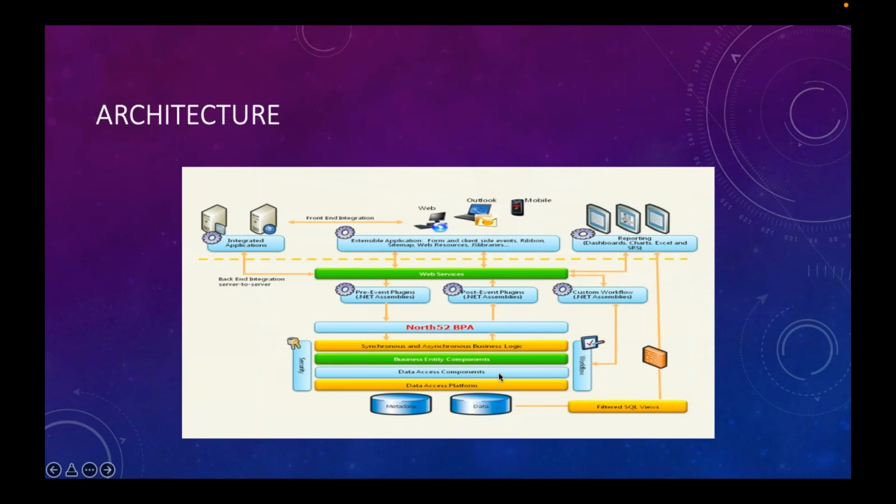Data access components come under our normal entities, like the account entity, contact entity, lead entity, qualify entity, and invoice entity. These kinds of entities come as data access components. And the data access platform is our SQL Server platform, where they have their own data. So these are some kinds of layers.